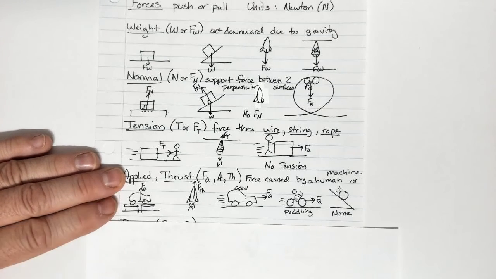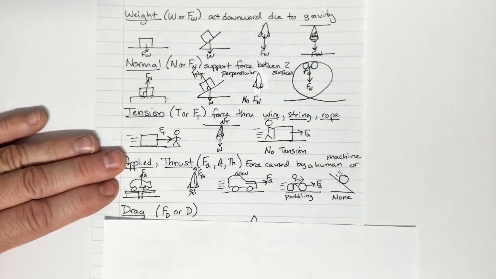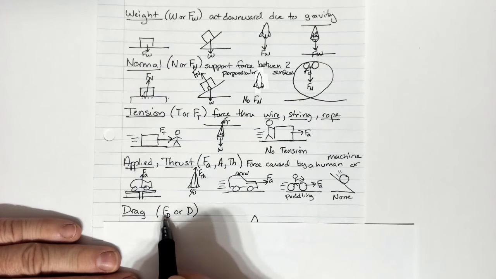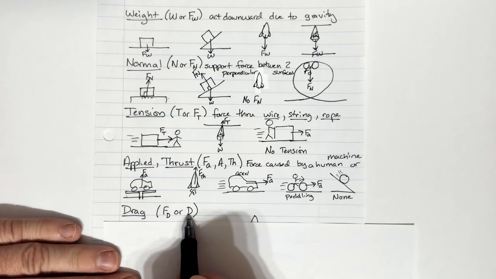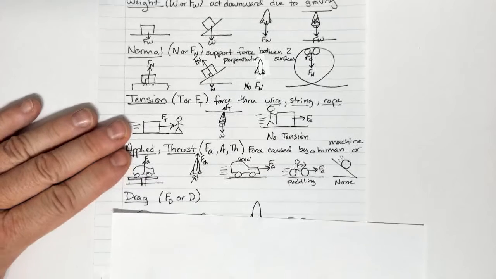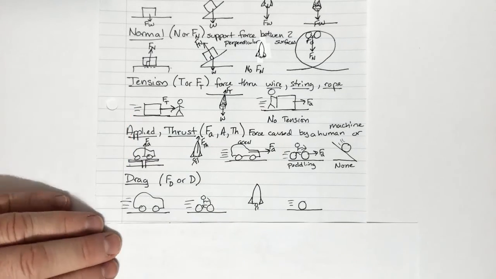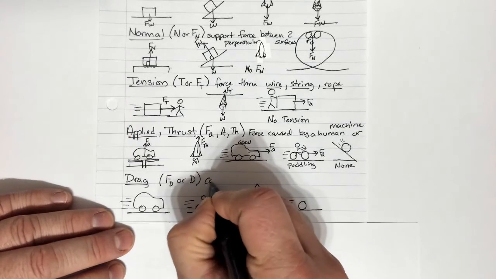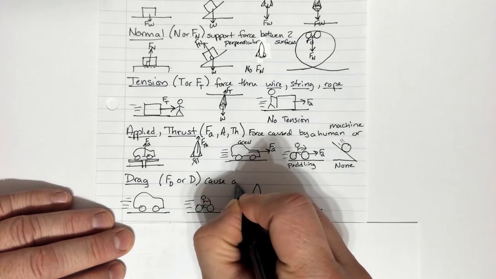So the next couple forces really quick. One is called a drag force. We're going to call it FD or D. And those drag forces, so some pictures, are caused by air resistance.